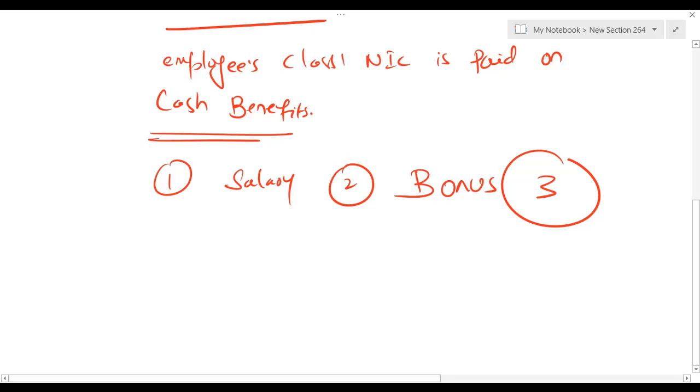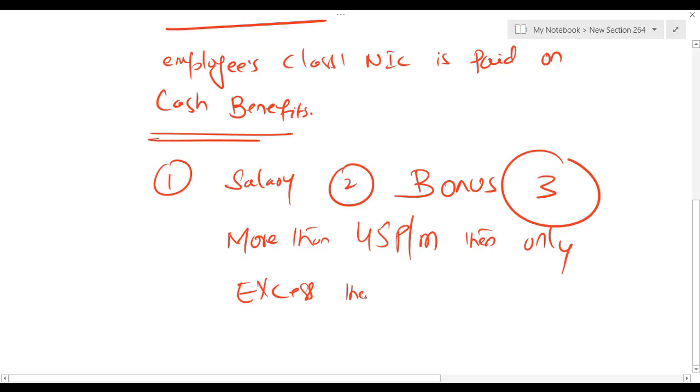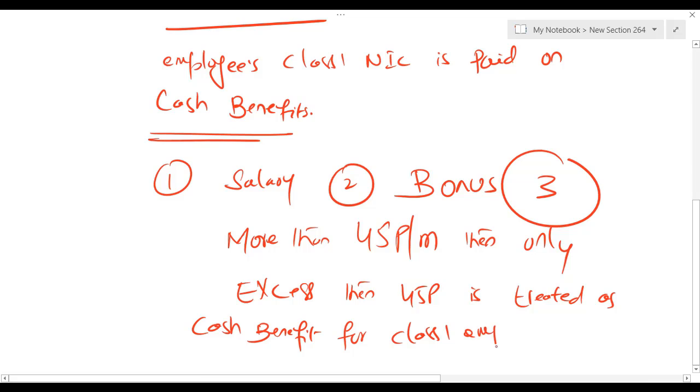So for that we have a rule. What is the rule? If the employee is receiving reimbursement from the employer of more than 45 pence per mile, then only the excess over 45 pence is treated as cash benefit for class 1 employee NIC.